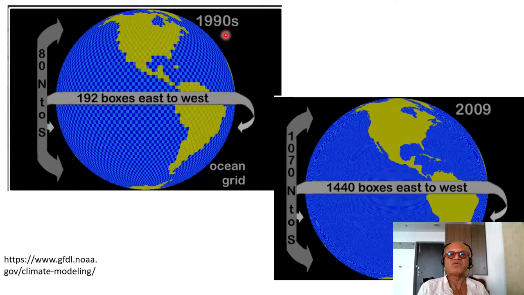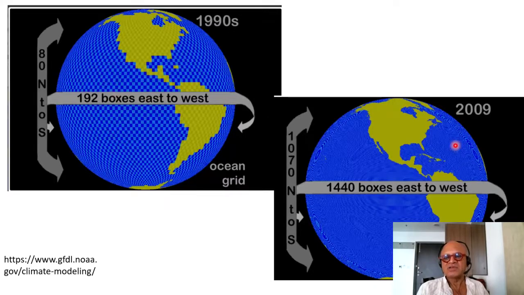In the 1990s, when the computers were not as powerful and the processes and data were not as extensive as at present, there were typically 192 boxes in the east-west direction. So the sphere was split into 192 longitudinal grids, and in the latitudinal direction there were 80 in the north to south direction. Number of grids 80 in the meridional direction, 192 in the east-west direction.